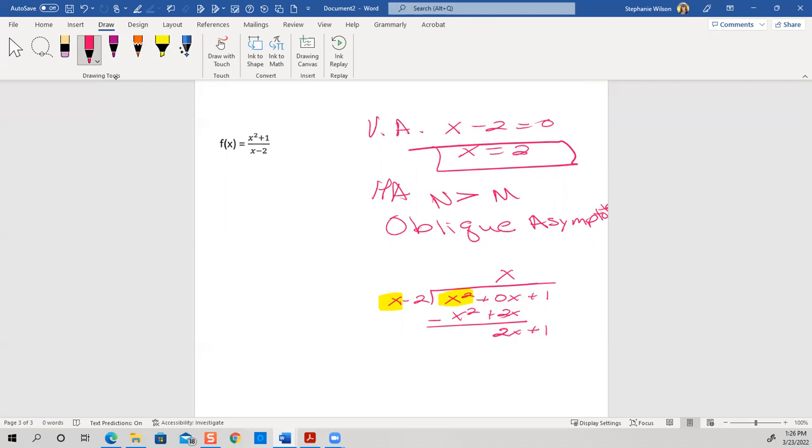So x times what gives me 2x? It's a positive 2x, or excuse me, a positive 2. So 2 times x is 2x. 2 times the negative 2. Change it to the subtraction. And now we got 3. So my oblique asymptote will be y is equal to x plus 2. And you'd use that formula of mx plus b, you know, the slope-intercept form, to graph it. And that is solving for our asymptotes.